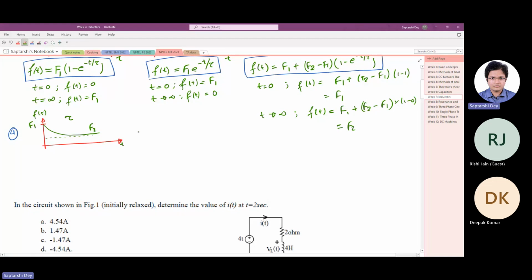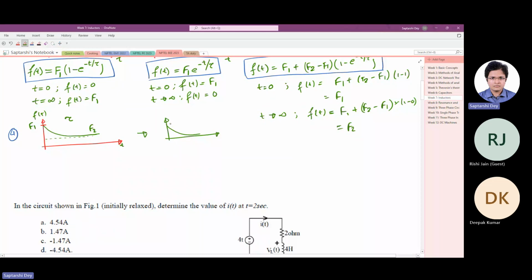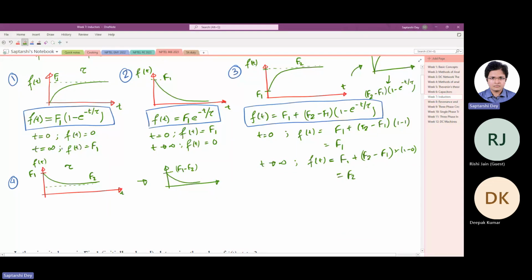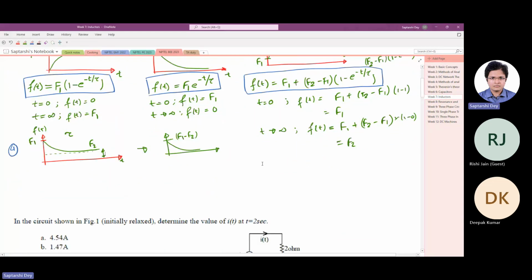How to do that? Now again we will remove the shift. Once we remove the shift, it starts from f1 minus f2, because here the shift is f2. We are simply removing this much of DC shift. Now this equation we know: (f1 minus f2) e to the power minus t by tau. For the actual one, we just add the shift f2, so f(t) equals f2 plus (f1 minus f2) e to the power minus t by tau.